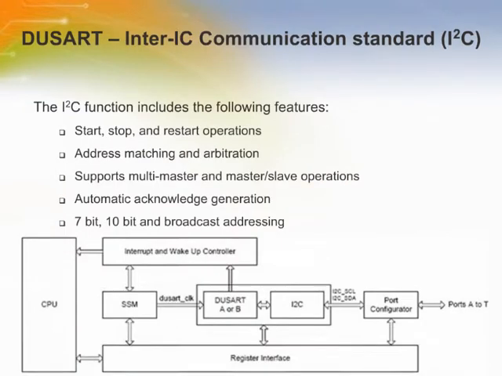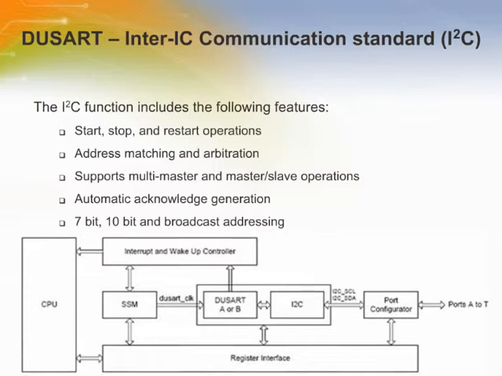The Inter-IC Communication Standard, or I2C, is a bidirectional, multi-drop, multi-master, two-wire interface for connecting microcontrollers to their peripheral devices such as memories and interface ICs. It is capable of serial data transfer up to speeds of 100 kilobits per second, which is standard, or 400 kilobits per second, which is called fast mode, and 3.4 megabits per second, which is called high-speed mode.